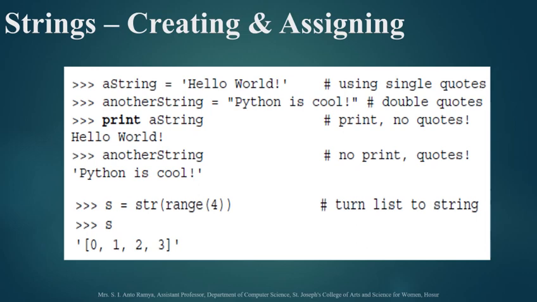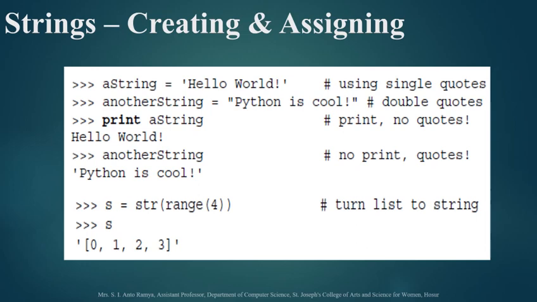The third line, print a string. So a string value is hello world, and since we are using the print statement here, hello world will be displayed without single quotes. The next line, if you see, another string alone is given, there is no print statement. So another string value is Python is cool. So Python is cool will be printed in single quotes.